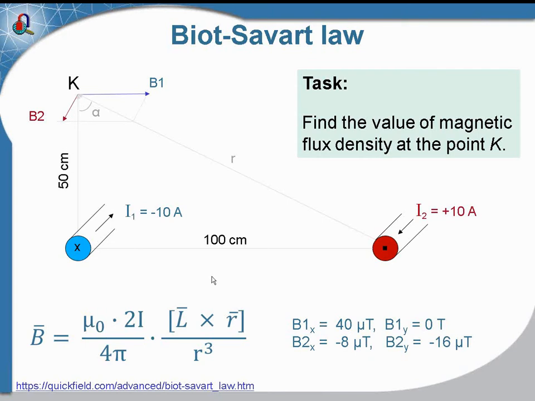So in our example, we have two straight conductors. Our task is to calculate the flux density vector components at the point K. The distance between conductors is 1 meter. The conductors carry current of the same magnitude but in different directions. And the point of interest, the point K, lies just above the left conductor.